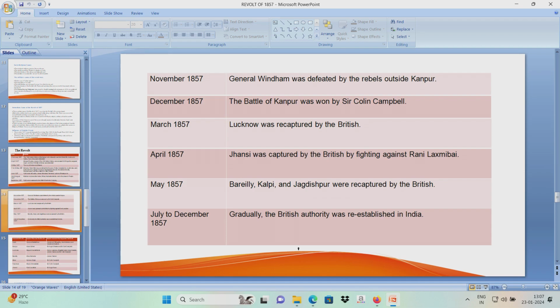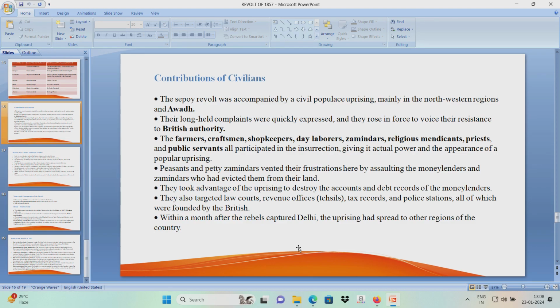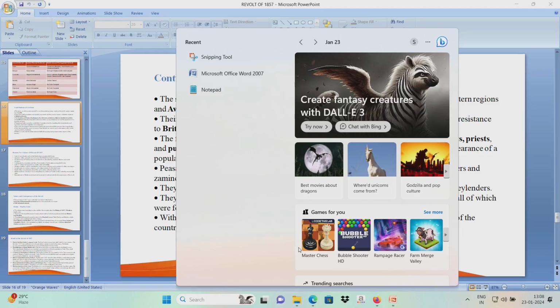The greased cartridges did not establish a new source of dissatisfaction in the army. Rather, they provided the catalyst for long simmering resentment to surface. So next, the contribution of civilians. In the sense that other outsiders also participated in the mutiny. The sepoy revolt was accompanied by a civil populist uprising mainly in the northwestern region and Awadh.